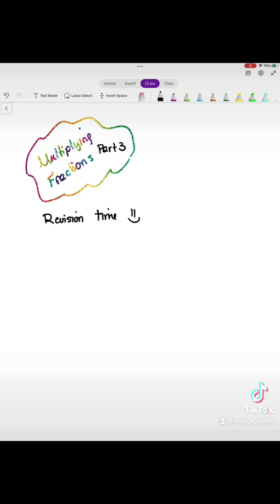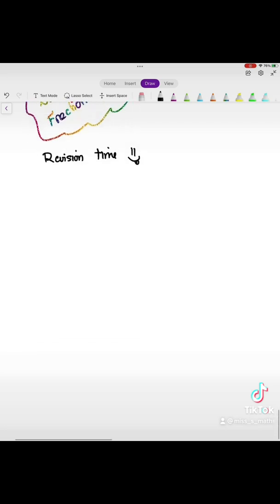This is part 3 on multiplying fractions, and in this video we'll do a quick revision on how to multiply fractions. Now, the basic rule on multiplying fractions is if you have your fractions in front of you and you're supposed to multiply them, you multiply all your numerators with each other, put that on a new fraction line, and then put the product of all your old denominators underneath.